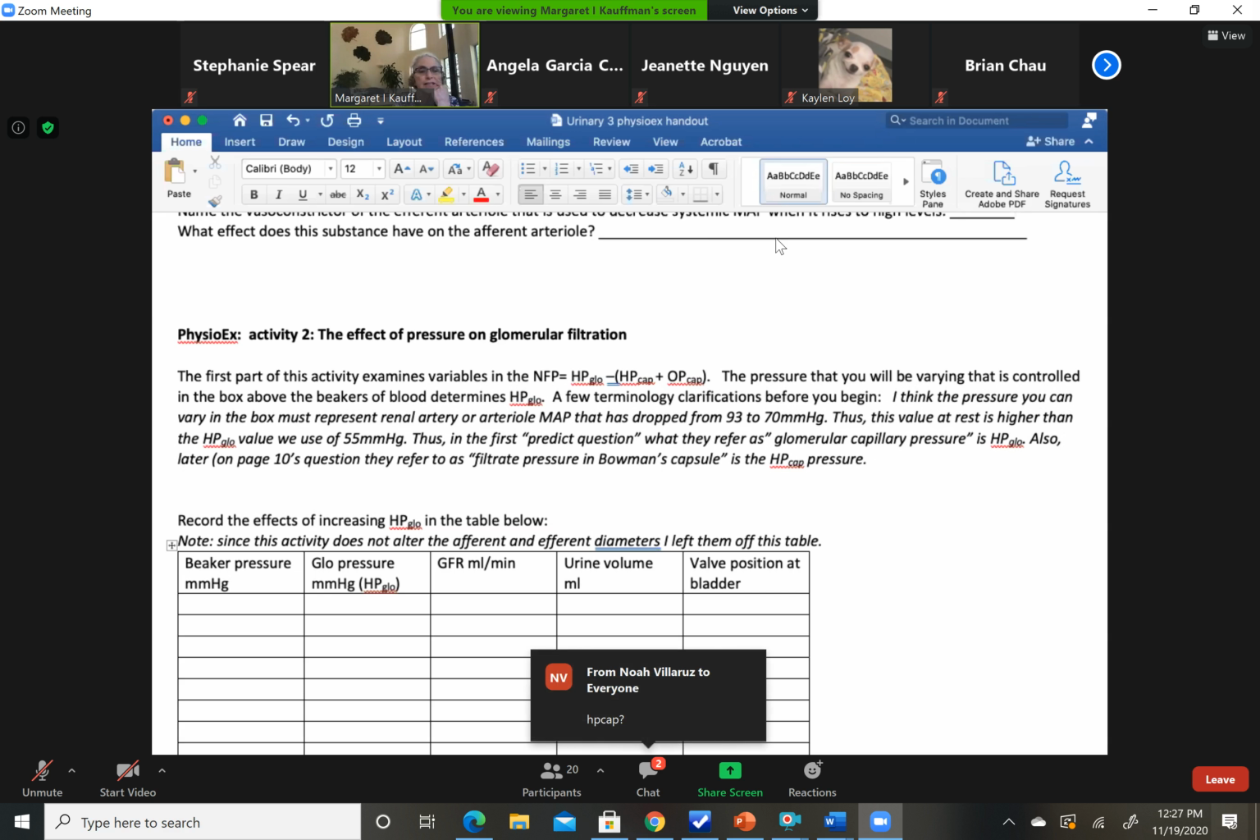HP capsular, right. So that's the idea, that you're trying to close that valve and cause such a back pressure that it's hard to filter because there's so much back pressure on it. So as they increased the beaker pressure, this is proportional to HP glomerulus, which means you ought to get an increase in glomerular filtration rate and urine production, which they do, and they drained it out here.